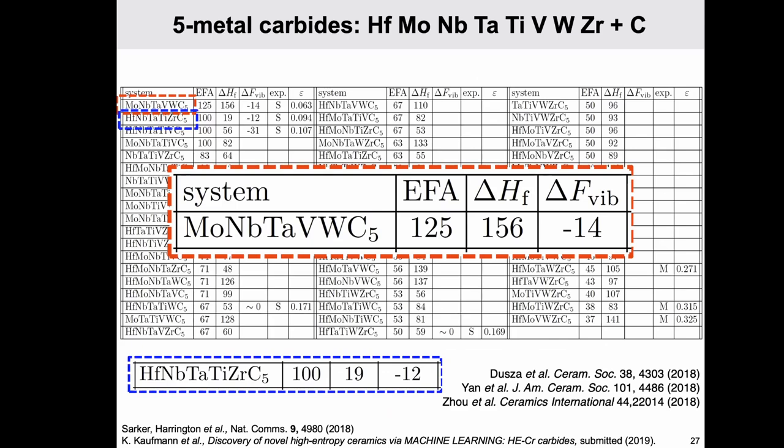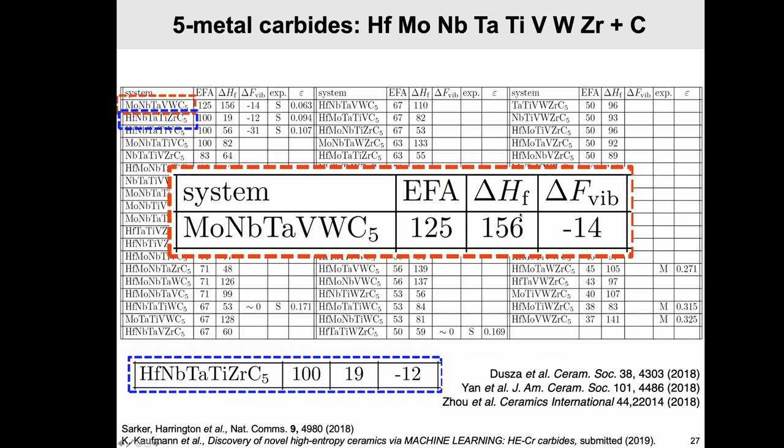In fact, nobody tried. But this is the beauty of computations, because for us, we don't care what their ground state configuration is. We calculate the EFA, and then we see what it is. And look carefully here. The EFA is big, 125, but it's not that different from 100.